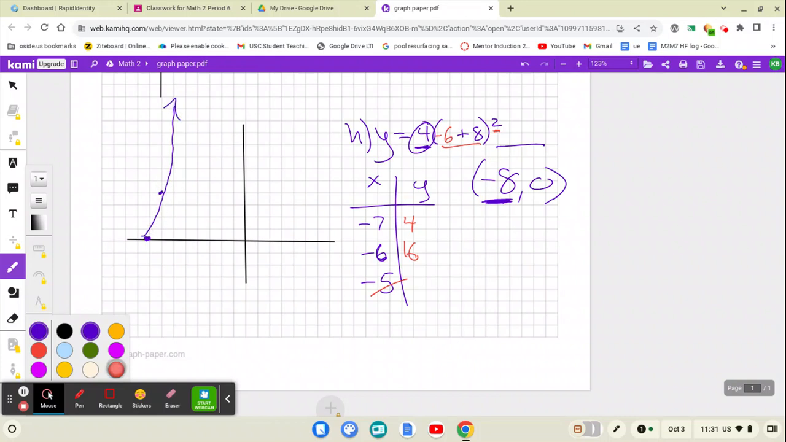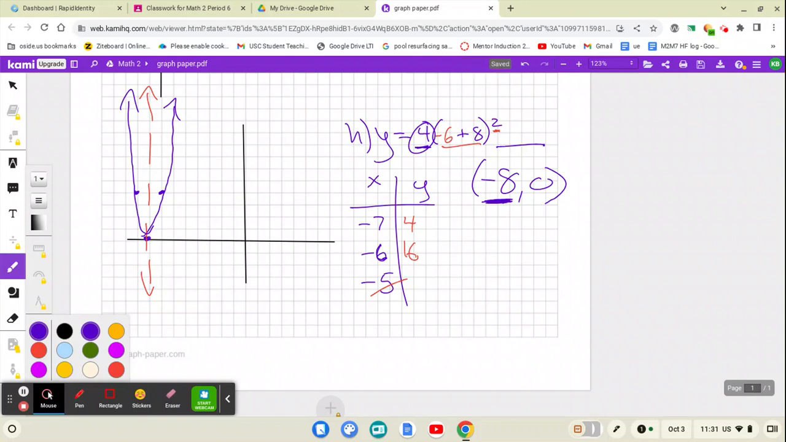To get the other points on the other side, put in your line of symmetry that always goes through the vertex and plot a point matching this one on the left side. This one's 1 to the right. We'll go 1 to the left, and it should look like a U. It doesn't look very good.